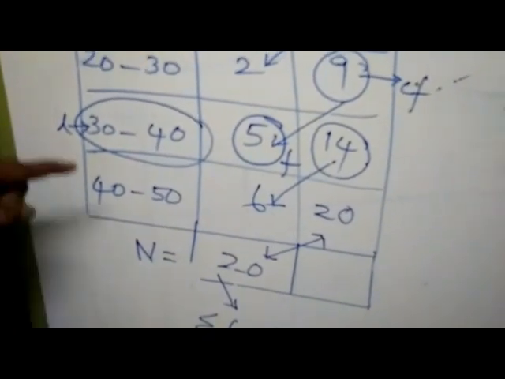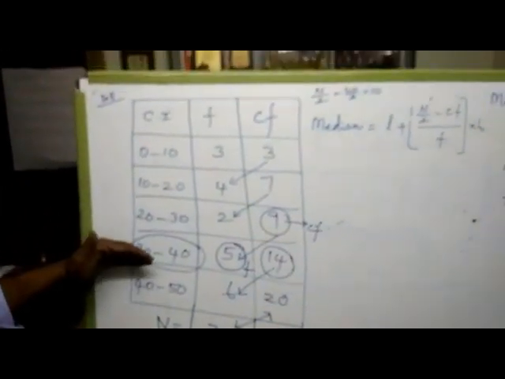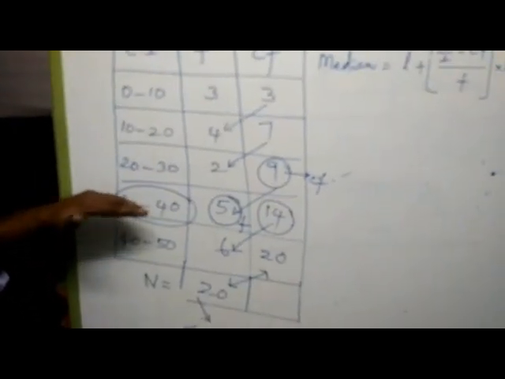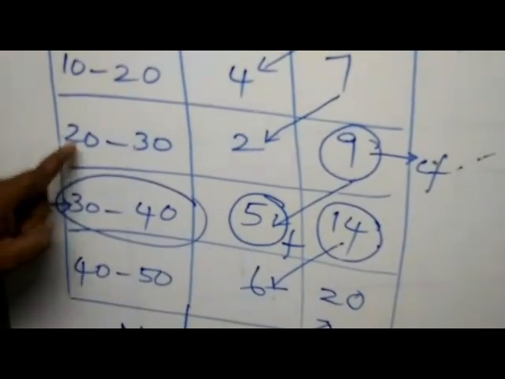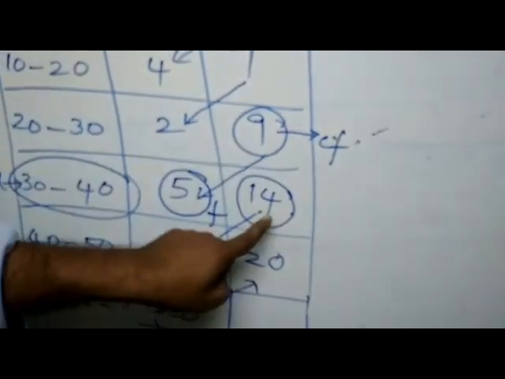Now we already completed those. Only one more variable is there, that is CF. CF is the cumulative frequency of the class preceding the median class. The class preceding the median class is nothing but 20 to 30. For that, CF is equal to 9. That CF we have to take. Don't take this CF.